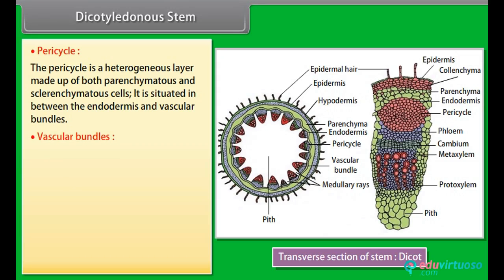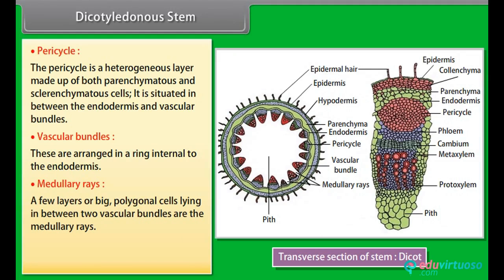Vascular bundles. These are arranged in a ring internal to the endodermis. Medullary rays. A few layers of big polygonal cells lying in between two vascular bundles are the medullary rays. Pith. These cells store food material and water. Monocotyledonous stem.